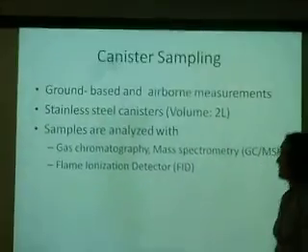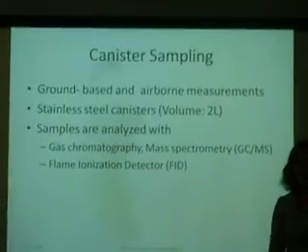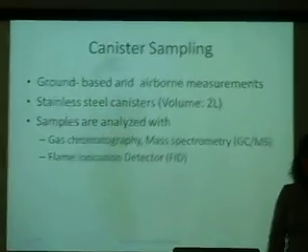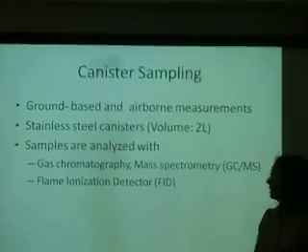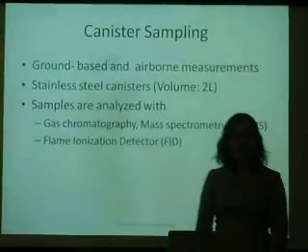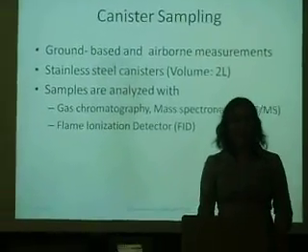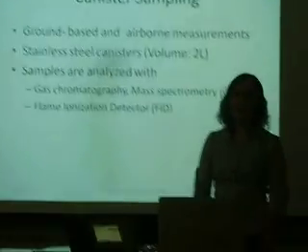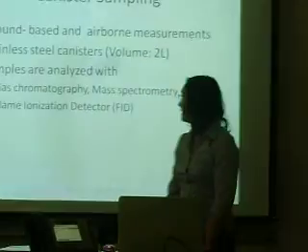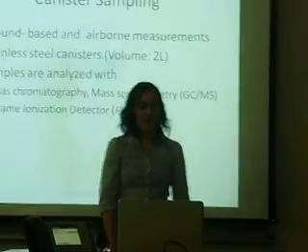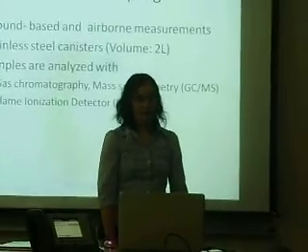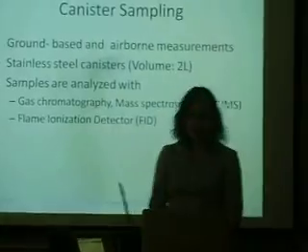When we do the sampling, we use canisters, and we sample the VOCs ground-based and in airborne measurements. We use 2-liter stainless steel canisters, and after we bring these samples back to the laboratory, we analyze them with a gas chromatograph and a mass spectrometer, and then with a flame ionization detector.